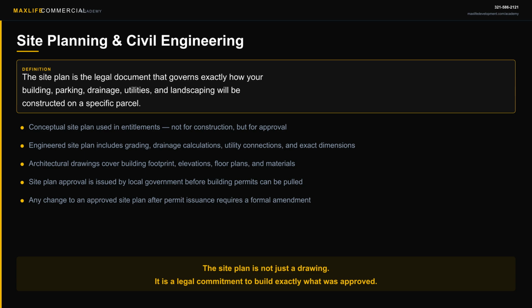At MaxLife Commercial, we always recommend clients engage their civil engineer early, during due diligence if possible. A preliminary engineering analysis can surface cost surprises, like a site that requires significantly more fill material than expected, or a drainage solution that eats into your buildable area before you are committed to the land. The earlier you find these issues, the cheaper they are to solve.